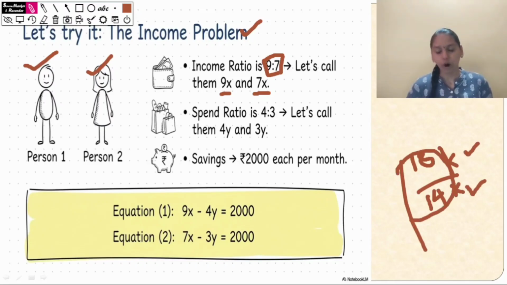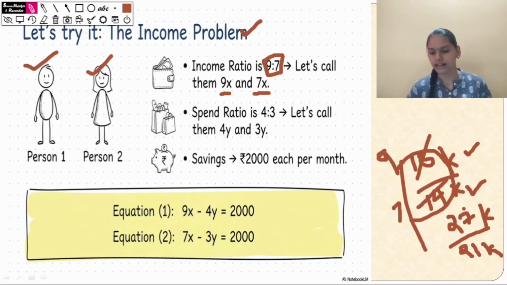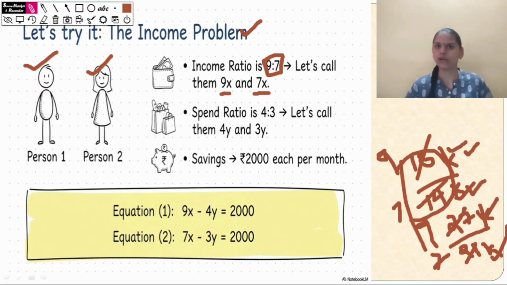Or it can be like he has 27K and she has 21K. How did I decide it? Two nines, two sevens, three nines, three sevens. But you don't know exactly. Maybe he has 18K, she has 14K, or maybe he has 27K and she has 21K. You don't know, but you know the ratio, that is 9 by 7.